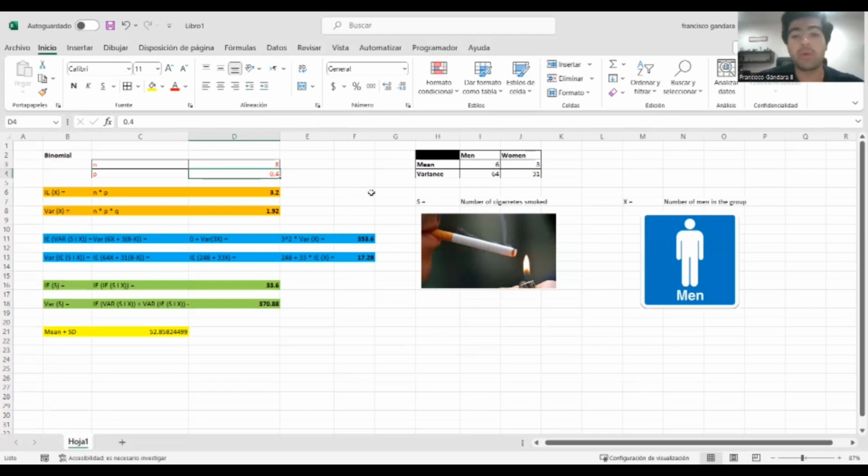So now what we're going to do is define the variables: S, the number of cigarettes smoked, which is the answer we're searching for, and X, the number of men in the group. To begin with, we want to know the expectation of men in the group. As it's a binomial, we know it will be n times p. In this case, it gives us 3.2.